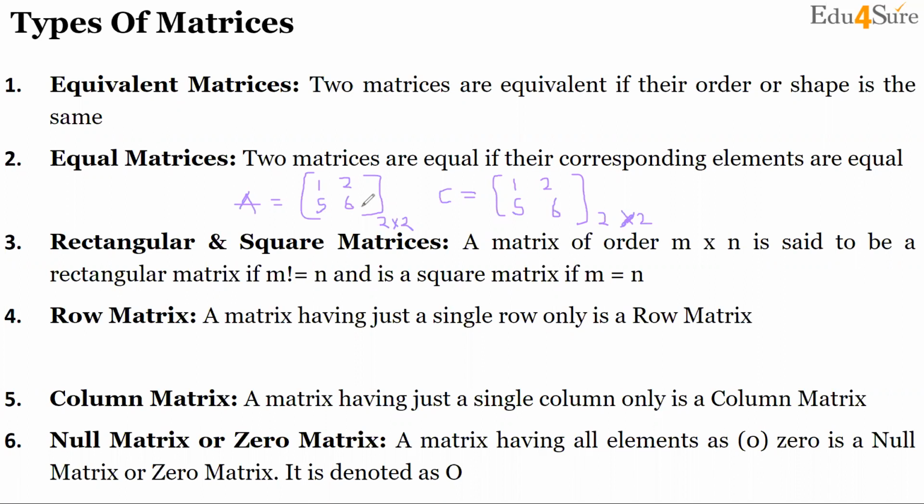So now this is called an equal matrix where corresponding elements are the same. Here you can see 1, this is also 1, this is 2, this is also 2, this is 5, this is also 5, 6, and this is 6. Order is also the same. So we can call this an equal matrix where elements remain the same. Order is also the same, 2 cross 2. So this is called an equal matrix or equal matrices.